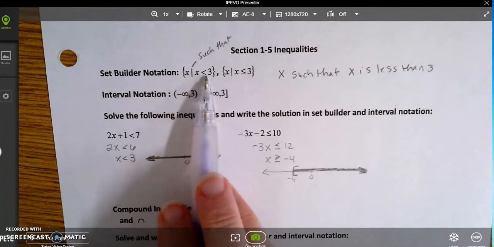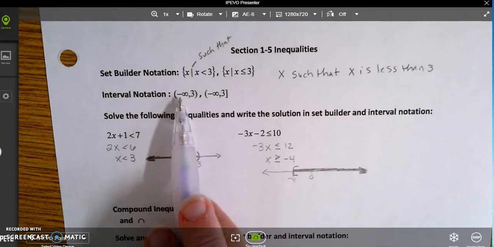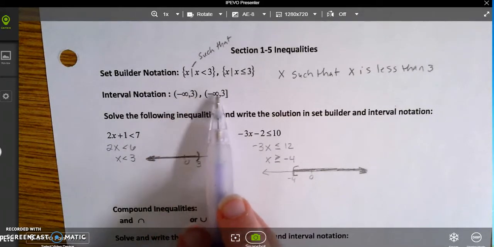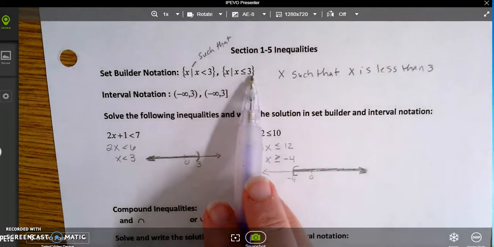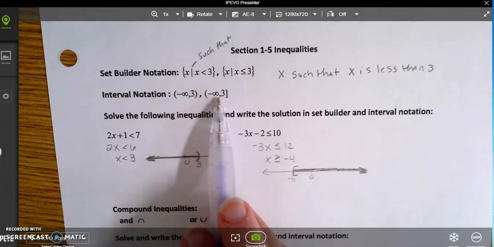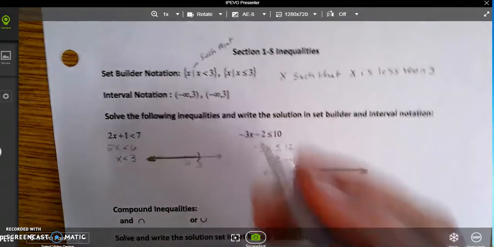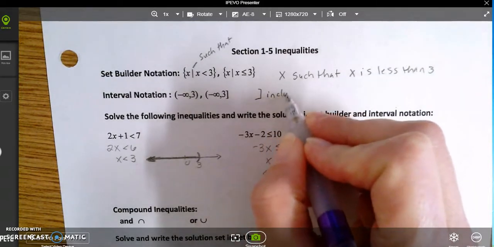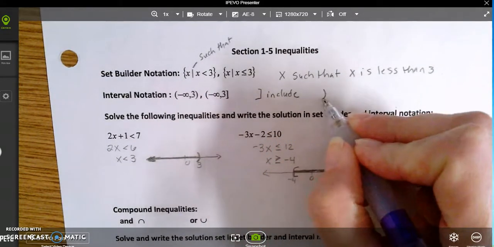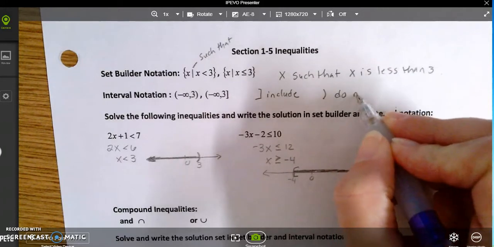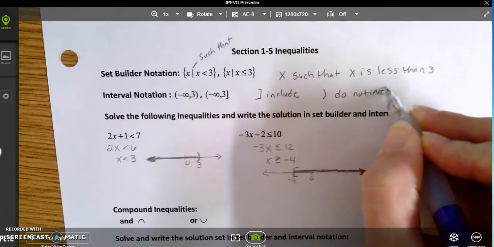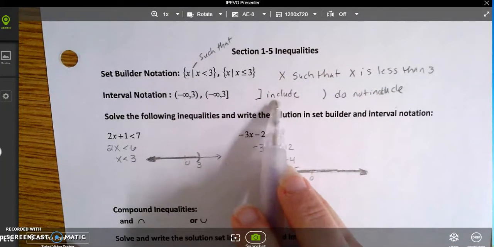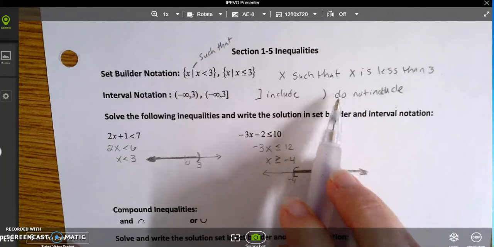So interval notation for x is less than 3 would be parentheses, negative infinity to 3, close parentheses. If I was talking about less than or equal to 3, then it would be negative infinity to 3 with the bracket. So the bracket means to include, and the parenthesis means do not include. So for example, if it was to be equal, you would use the include. If it's not equal, then you would use not included.